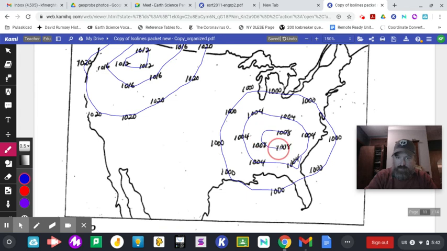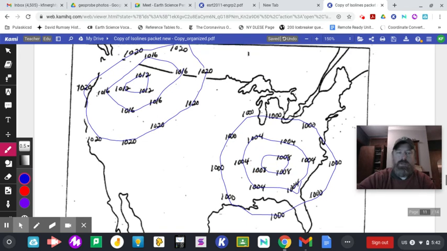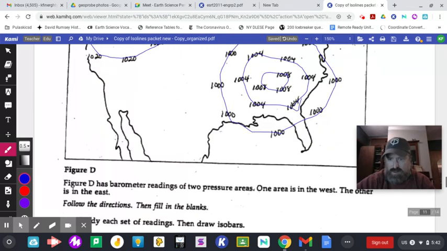1008. Now, I don't know the teacher that made this. I've had this since I student taught, a long time ago, 2002.